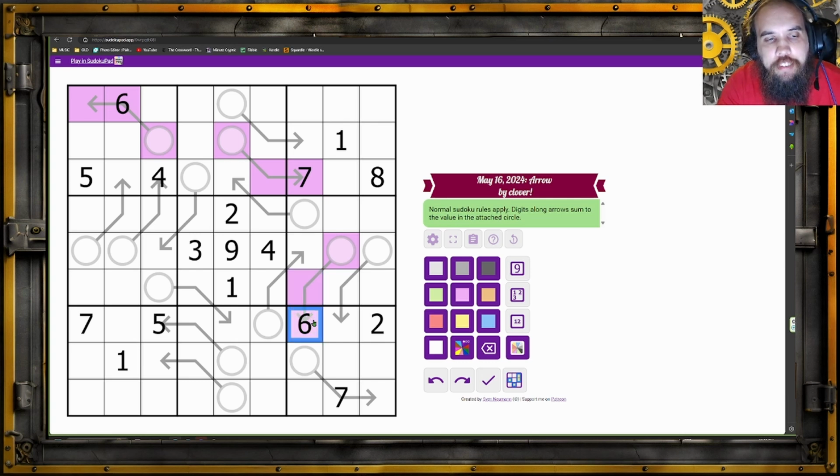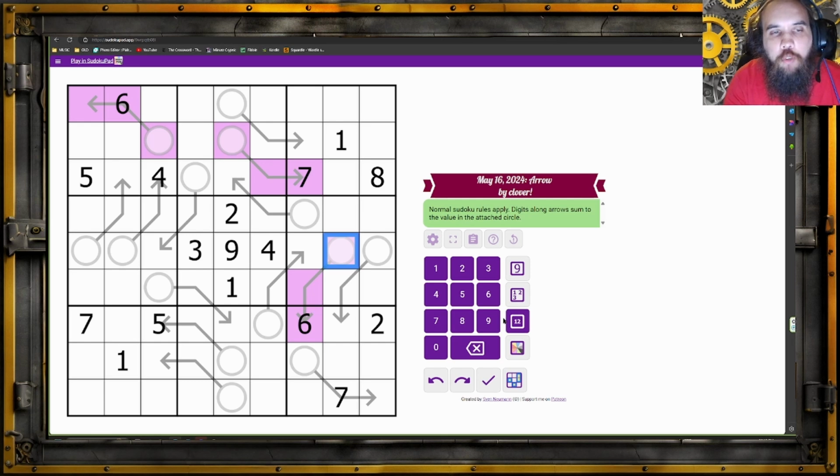So if a 6 is on this line, this has to be at least a 6. So this has to be a 7, 8, or a 9. You can see that it already sees a 9 in the middle. So this has to be a 7 or an 8. And you can see it can't be a 7 because it sees a 7 as well that I missed. So it has to be an 8, which means that the only digit here that it could be is a 2.